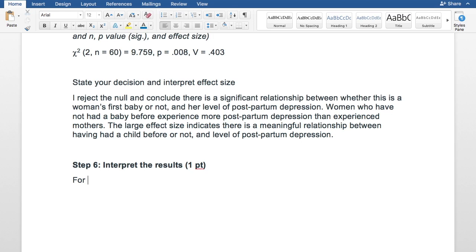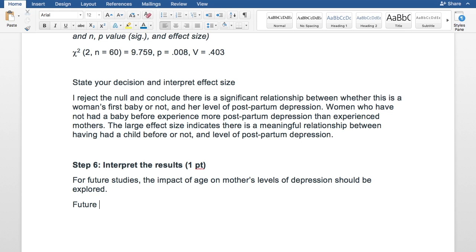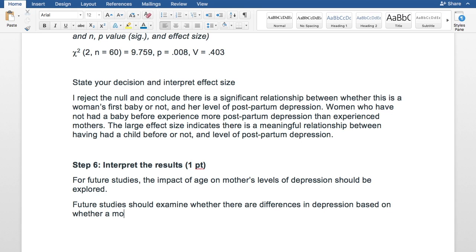What about looking at the impact of age? So for future studies, the impact of age on mothers' levels of depression should be explored. Another example could be to say future studies should examine whether there are differences in depression based on whether a mother is partnered or not.